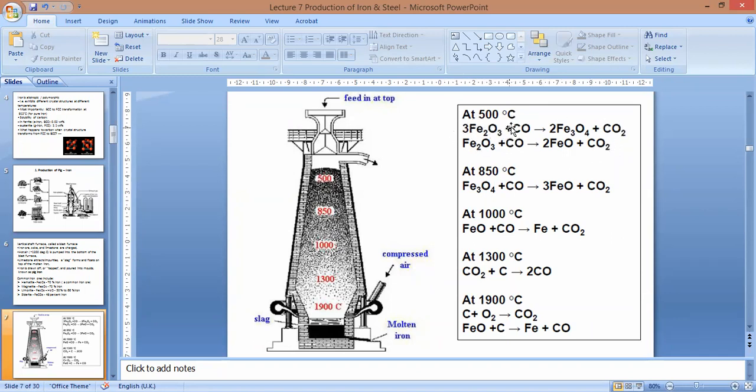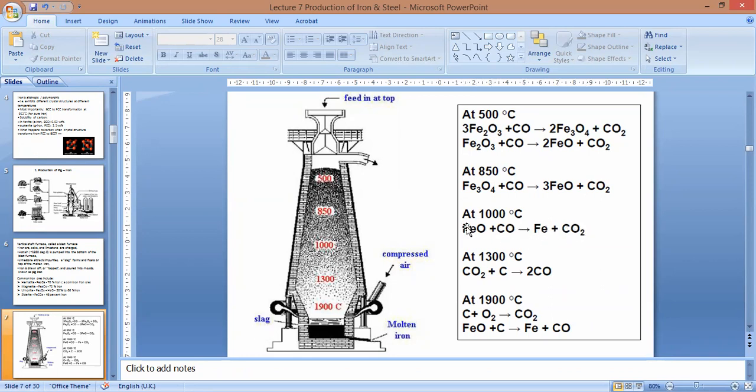So your iron ore there, plus carbon monoxide, forms these compounds. And this compound plus carbon monoxide, you achieve your byproduct. Your main byproduct is carbon dioxide. At 850 degrees, you have an iron compound forming here, which is iron oxide, and the gas produced is also carbon dioxide.